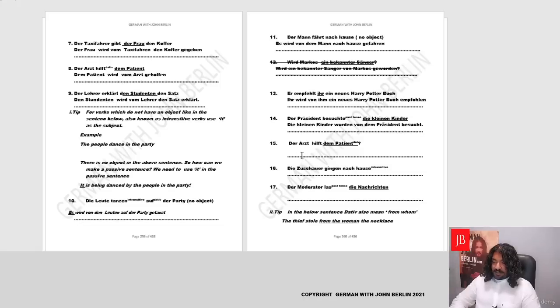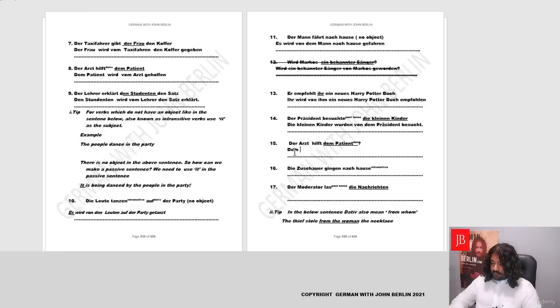Der Arzt hilft dem Patient. So again, dem Patient is your basic object, direct, indirect object. It doesn't really matter. What we'll do is we'll begin first of all with the dative approach. This is dem Patient. So we'll keep it dem Patient. Yes, the doctor gives help to the patient. To the patient, help is being given by the doctor.